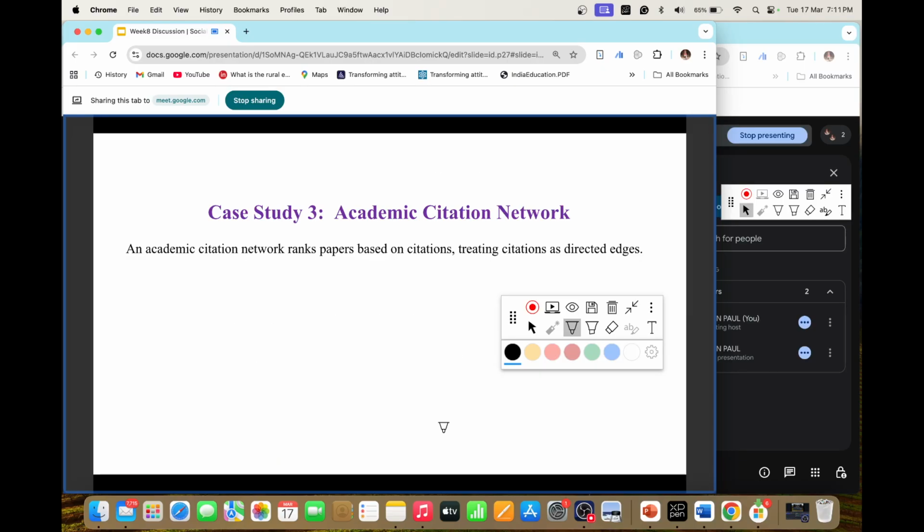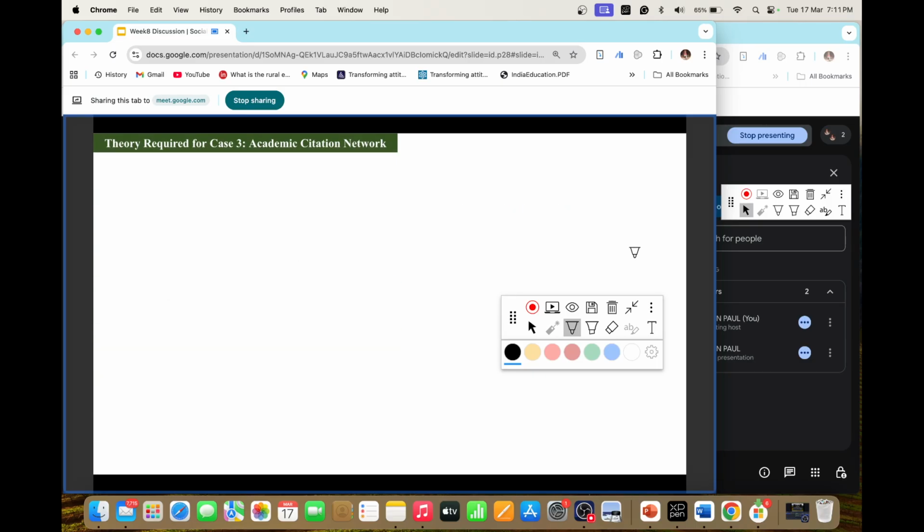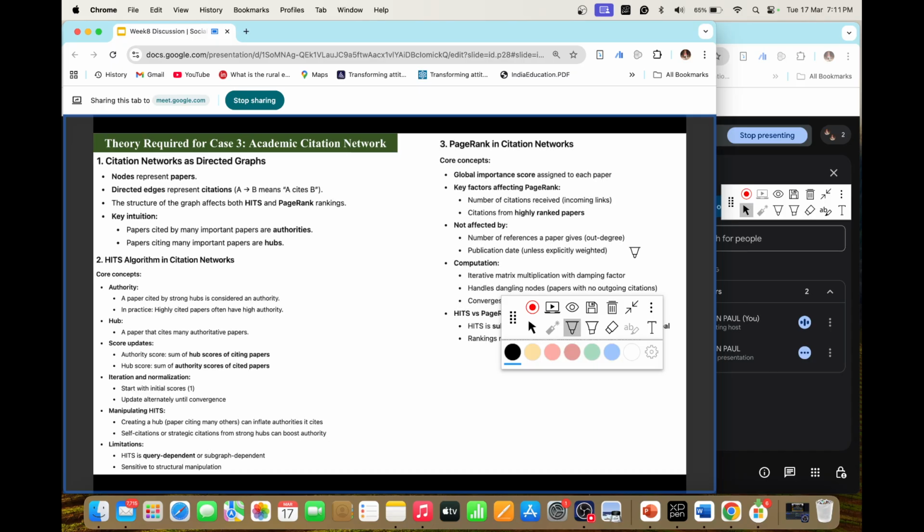Now let's move on to case third, that is the academic citation network. An academic citation network ranks papers based on citations, treating citations as directed edges. Now theory: nodes represent papers, directed edges represent citations. We have seen this. Now here we will be using HITS.